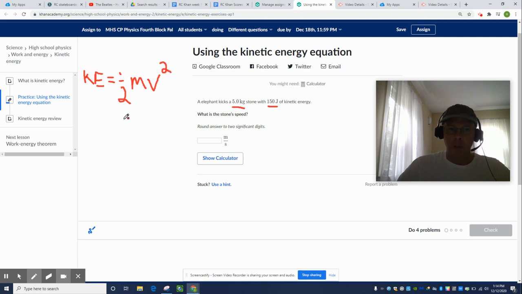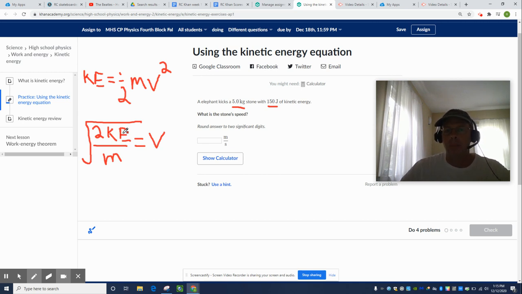I like to do the algebra with the variables. So we're going to multiply both sides by 2: 2 multiplied by the kinetic energy, all divided by the mass. We're going to divide both sides by the mass, and then we're going to take the square root, or raise to the 1/2 power. So manipulate the algebraic expression before you put in the numbers. Then the functional relationship will be more clear.